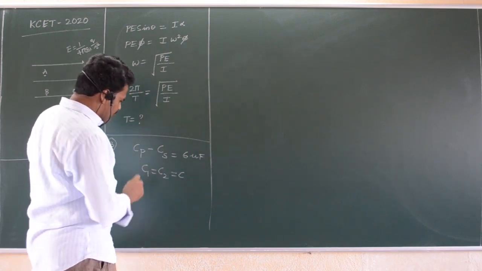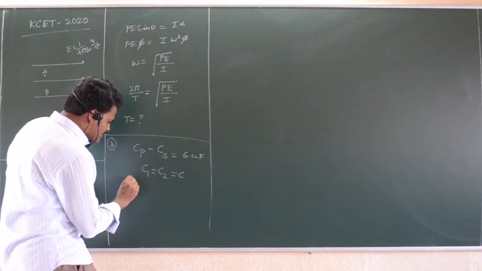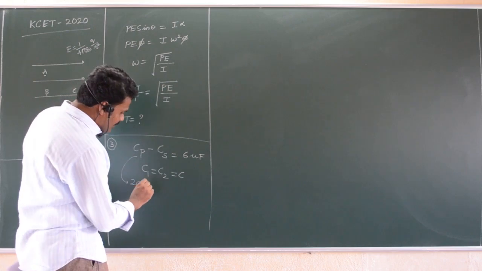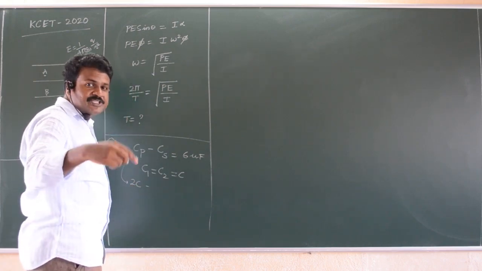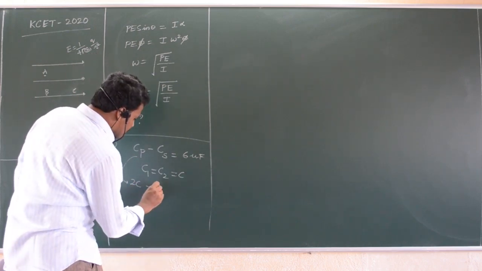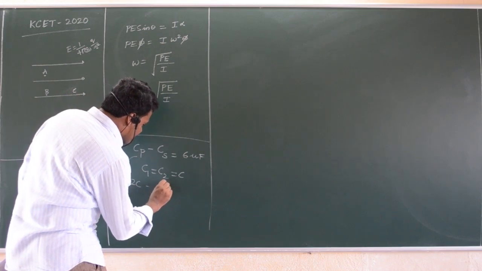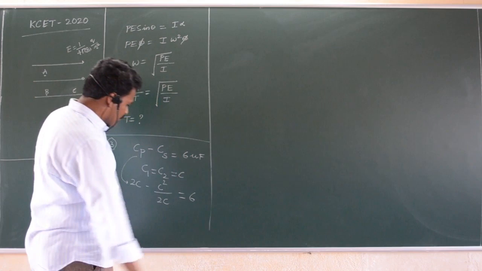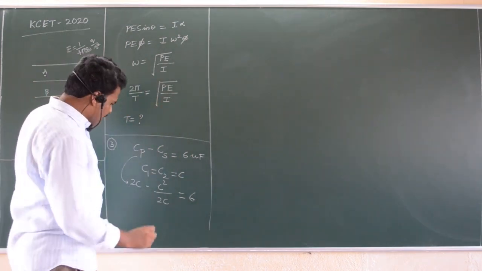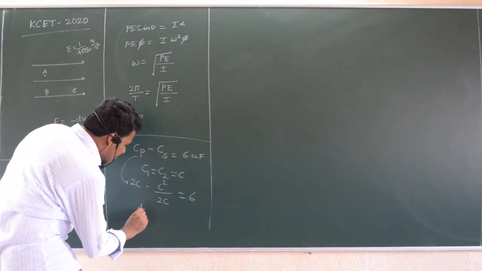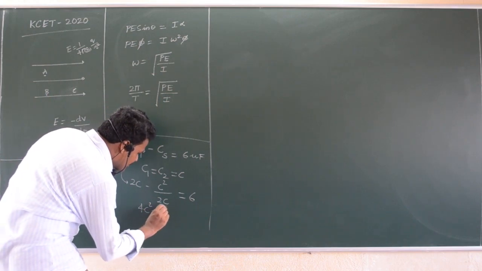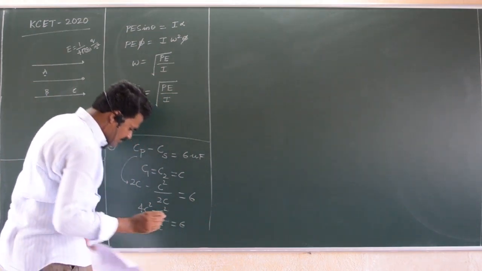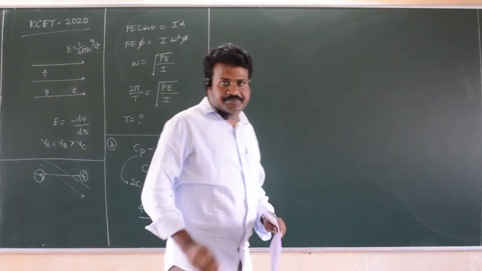In parallel I can write C1 plus C2, that is 2C. In series I will get C1 C2 by C1 plus C2, that is C square by 2C. So 2C minus C square by 2C is equal to 6. You have to solve this. So what you will get, 4C square minus C square by 2C is equal to 6. If you solve, you will get 4 microfarad.